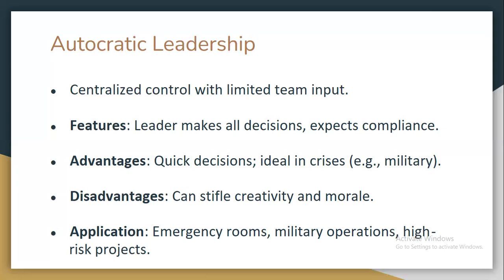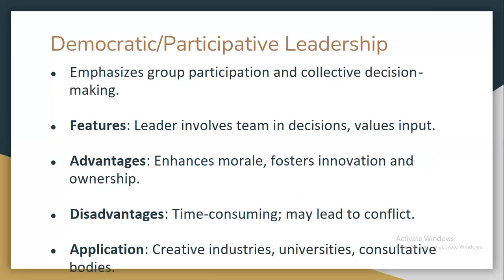It's also used in high-risk projects where the leader cannot afford any mistakes from the followers. In that case, it is important to use the autocratic leadership style, right? Then you have the democratic or participative leadership. And this one emphasizes group participation and collective decision making.